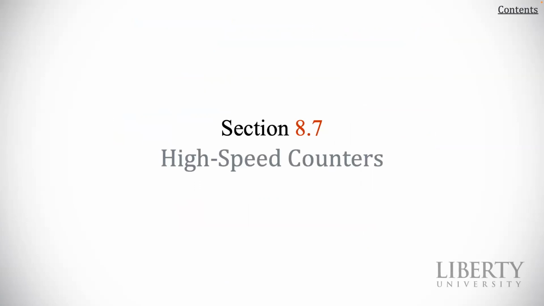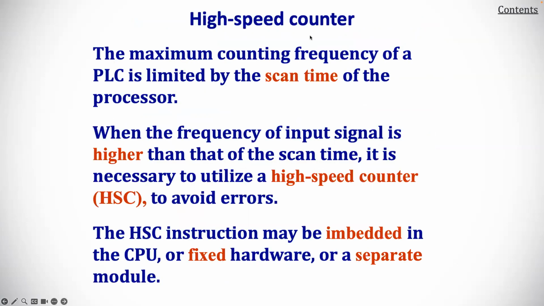And finally, just to finish up, we'll have this last chart, thinking about high-speed counters. The maximum counting frequency of a PLC is limited by the scan time of the processor. When the frequency of the input signal is higher than that of the scan time, it is necessary to utilize a high-speed counter, HSC, to avoid errors. The HSC instruction may be embedded in the CPU, or fixed hardware, or a separate module.